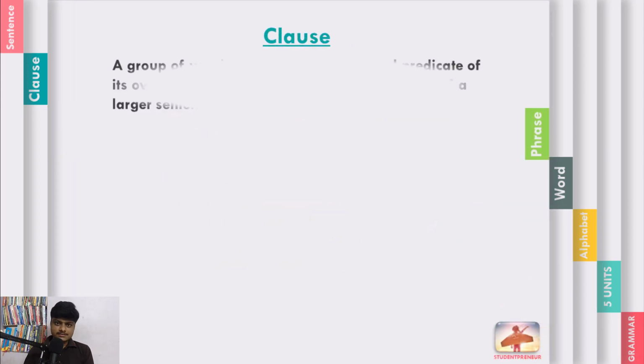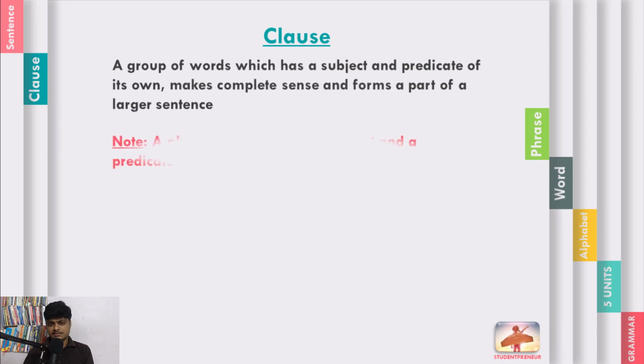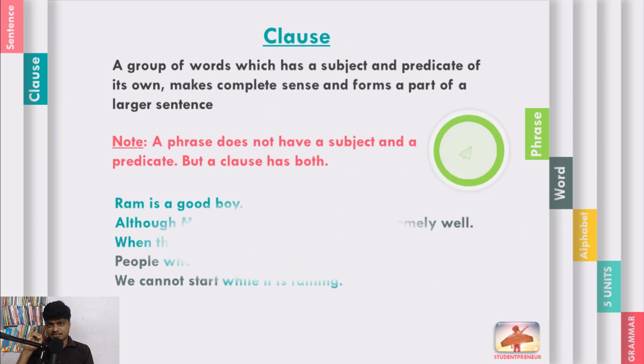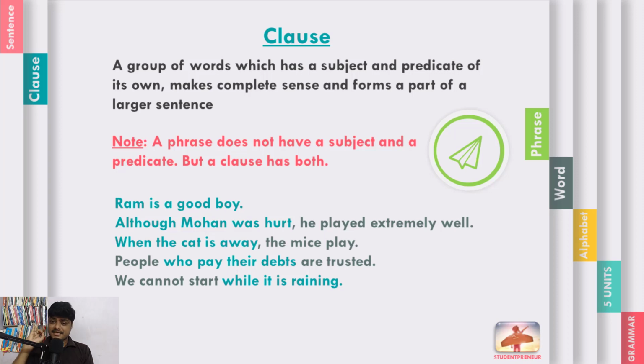What is the fourth basic unit? Clause. Clause is a group of words which has a subject and predicate, and it makes complete sense, and it forms a part of a larger sentence. So note the difference between a phrase and a clause. Clause has subject and predicate. Phrase doesn't have subject and predicate.